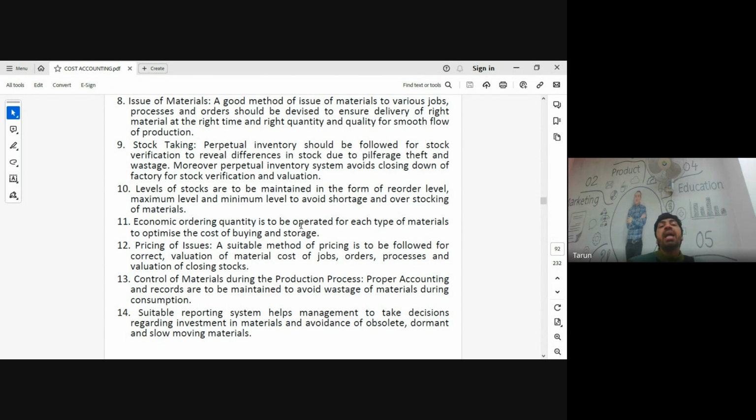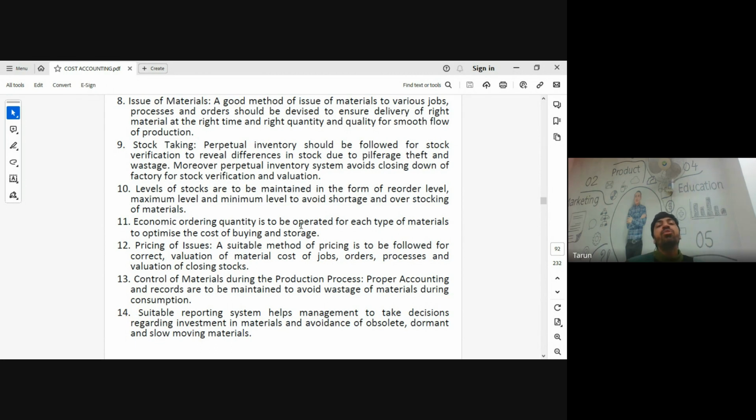Next one is pricing of issues. Whatever suitable method of pricing is applied, the pricing methods are to be followed. Why should it be followed? Because to make a correct evaluation of the material cost of the jobs, the orders, the processes, as well as the valuation of the closing stocks.